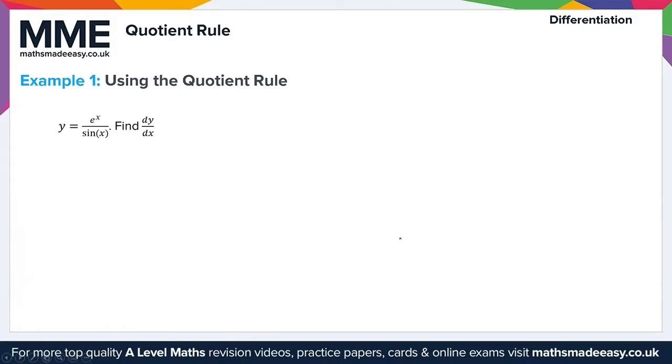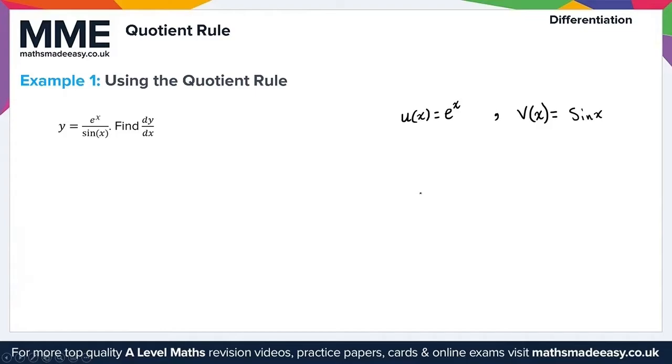And in this case, remember, for the quotient rule, u of x is the numerator here. So that's e to the x in this case. So u of x is simply e to the x. And remember, v of x is simply the denominator. And in that case, that will be sine x.